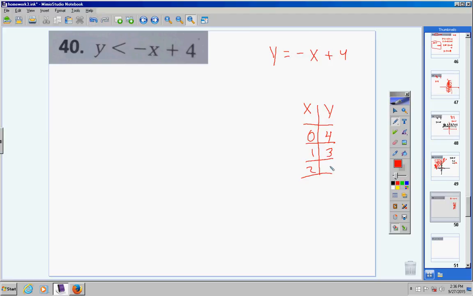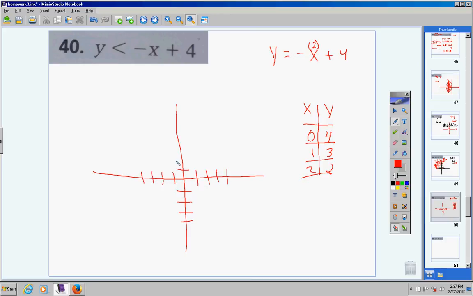Now look at this pattern. The next number should be 2. So I'm going to put a 2 in for x right here. Sorry about that. I'm not putting in a negative 2, I'm putting in a positive 2. There's a negative sign here. Negative 2 plus 4 would be 2. So I get out 2. So now very quickly, I can plot my 3 points, draw my line, and I'm pretty much home free except for the shading part.